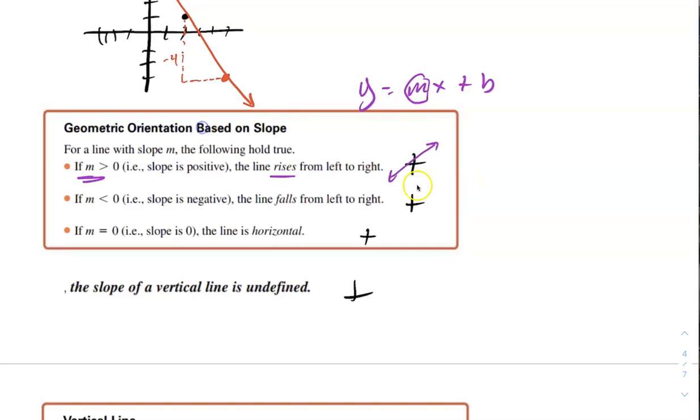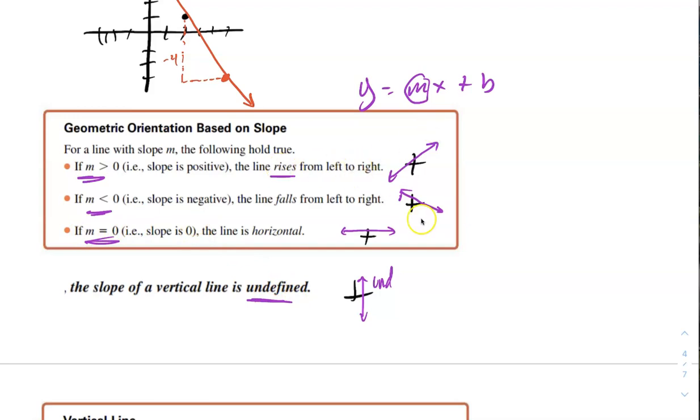Rising is like going up a hill. When your slope is negative, it should be falling, like going down a hill. When it equals 0, it's like a flat surface, so it should be easy to walk on. So it's a horizontal line. And when the slope is vertical, I consider it undefined because it's like a wall. How do you walk on a wall? That's why it's undefined, because you can't walk on a wall. So it's a straight line up and down.